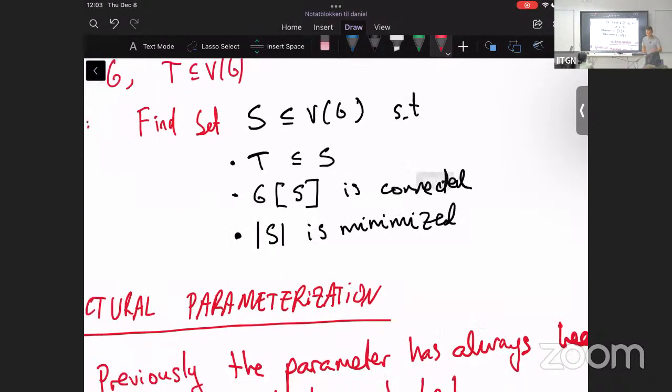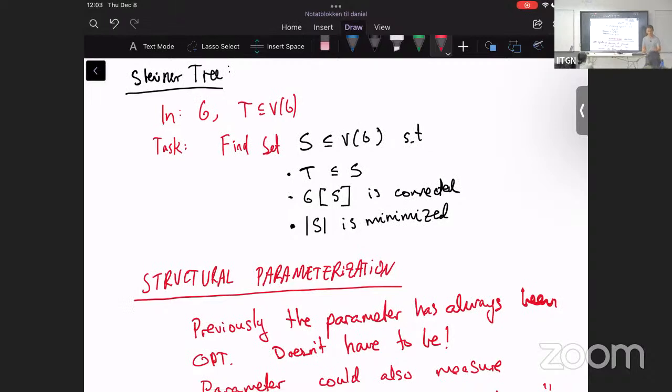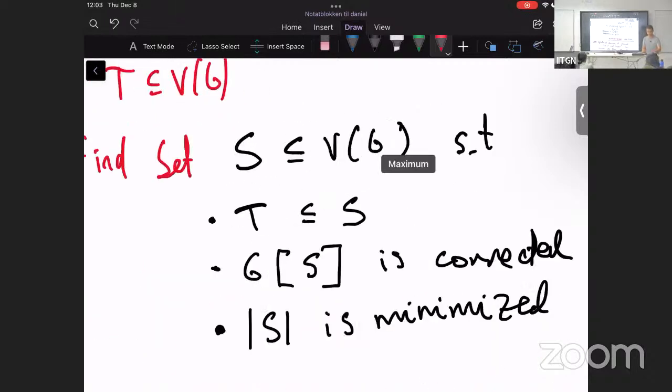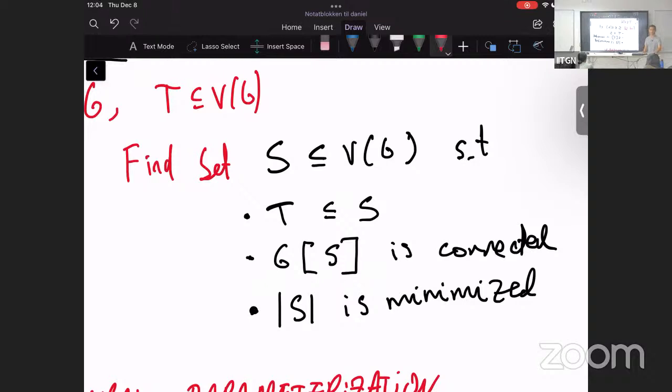So input is G and the set T of terminals. The goal is to find a subset S of the vertices that contains the terminals, such that the graph induced by this set is connected and the cardinality of the set is minimized. In particular, you have to buy the terminals, and now you pay $1 for every other non-terminal vertex that you put into S, and you want to pay as little as possible. This is what I mean.